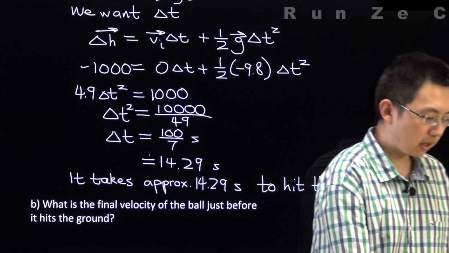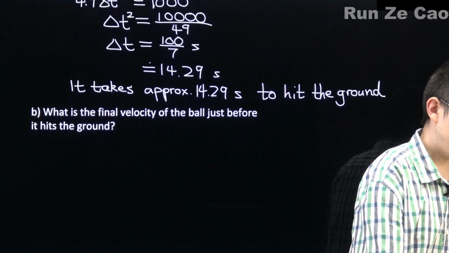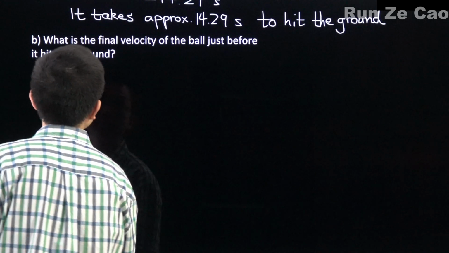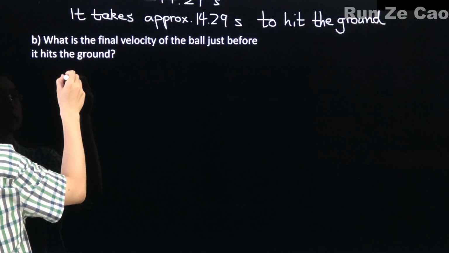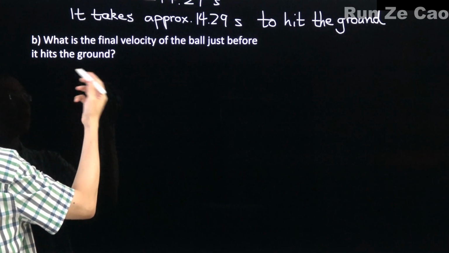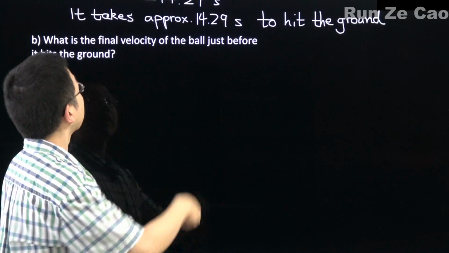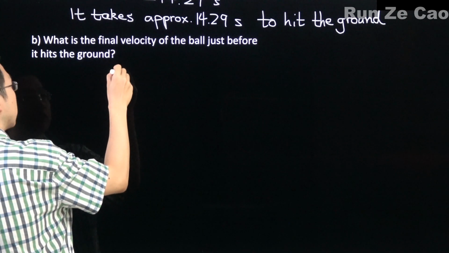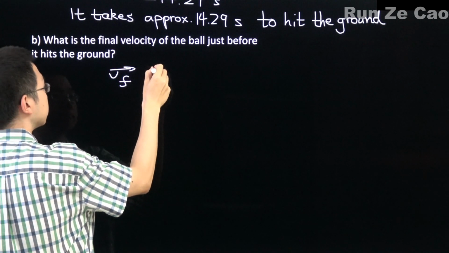Okay, now what about the final velocity just before it hits the ground? Well, we get acceleration from 0. We could just do acceleration multiplied by the time. Done. But at least for now, you are generally expected to actually write down your formulas.